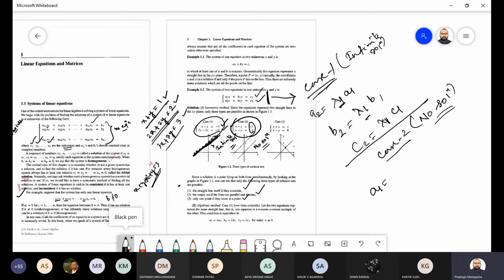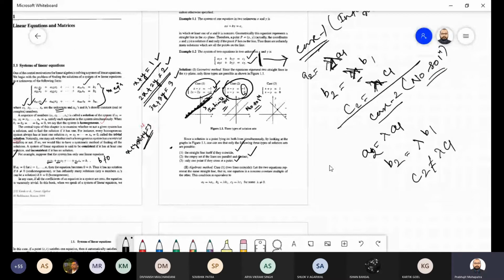You can take a single lambda. Unnecessarily I took lambda 1. So A2 equals some lambda times A1, and B2 equals the same lambda times B1, but C2 is not equal to lambda times C1. So the left hand side will look exactly the same, but the right hand side will be different. This is for the second case.